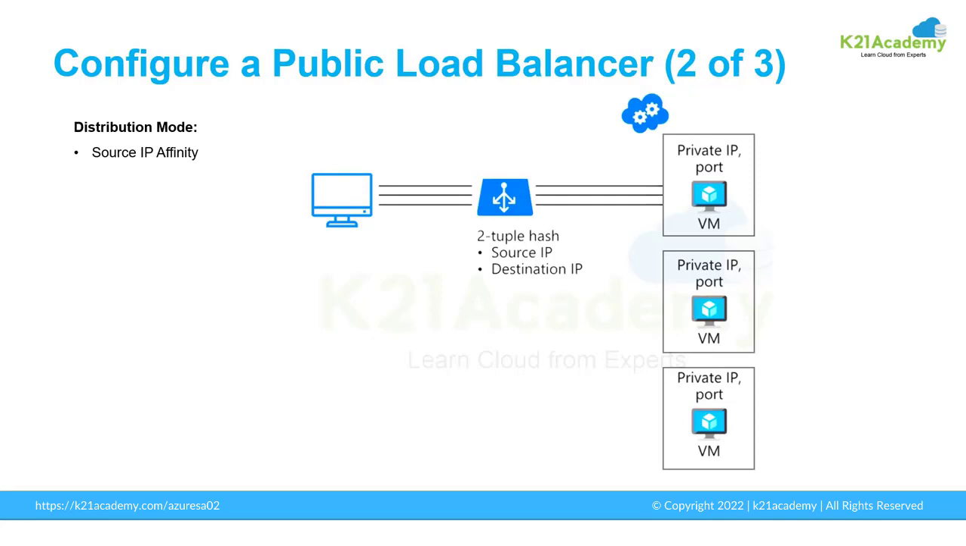The next one is source IP affinity. This distribution is known as session affinity or client IP affinity. To map traffic to available servers, the mode uses a 2-tuple hash, so it only considers the source IP and the destination IP. Or sometimes it can also use a 3-tuple hash, which includes the source IP, destination IP, and the protocol type. The hash ensures that the requests from a specific client are always sent to the same virtual machine behind the load balancer. So there is a source IP affinity, right? Let's say my source IP is 10.1.1.1, and every time I come with that, I will be directed to the same server which I was accessing earlier. So it has an affinity towards the source IP.